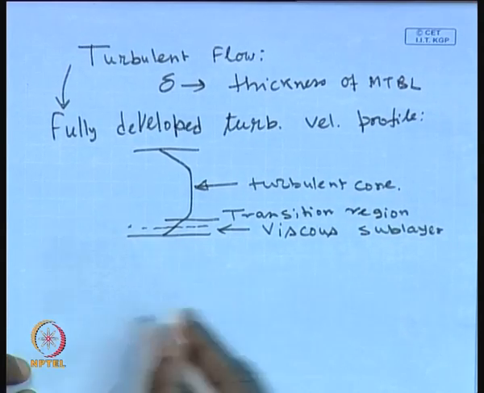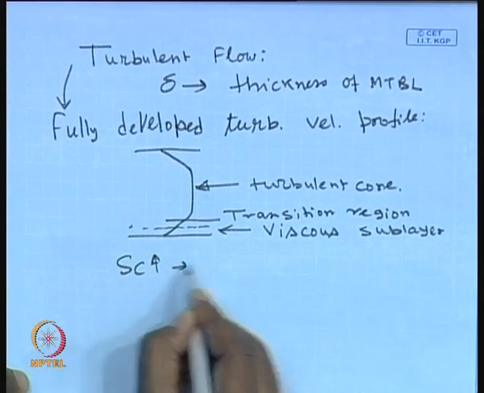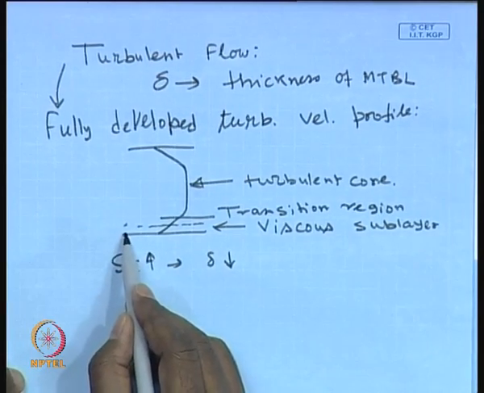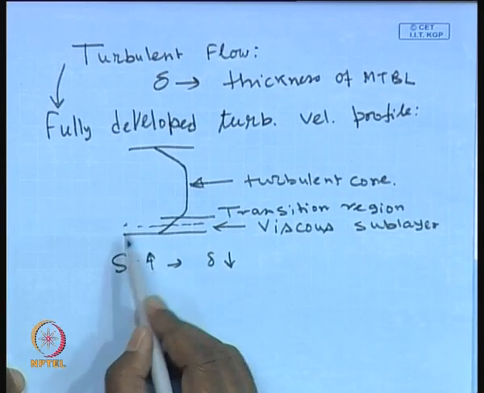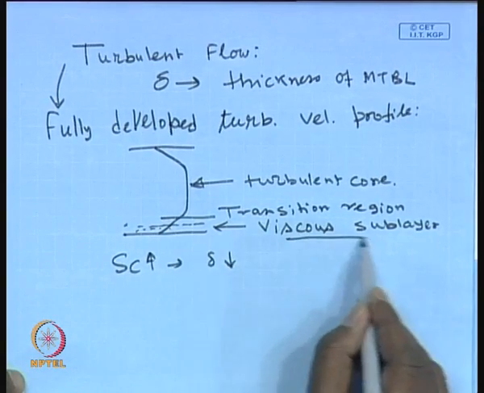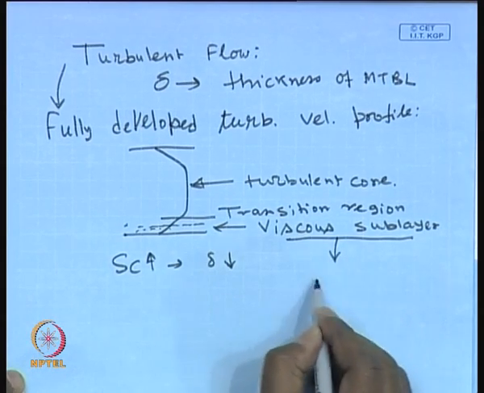Now, since we are talking about a flow of high Schmidt number, the delta will be very small. That means there is every possibility that delta will be lying within the viscous sublayer. And in the viscous sublayer, the viscous forces will be dominant.